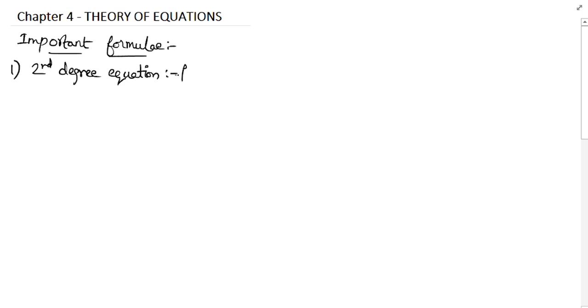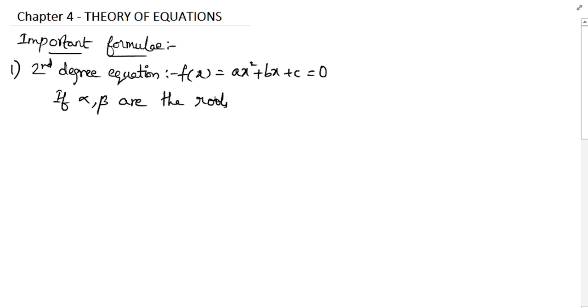Okay. Second degree equation, that is f of x, can be written as ax square plus bx plus c is equal to 0, right? So here if alpha comma beta, because this is a second degree equation, so two roots will be there, right? So if alpha and beta are the roots of this equation, then the sum of the roots, that is S1, is equal to, it can be written as minus b by a.